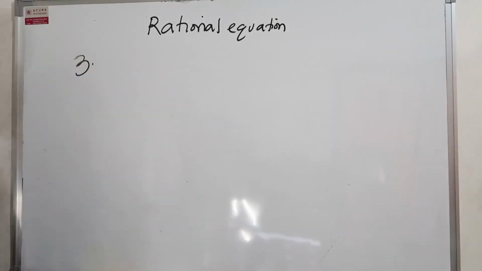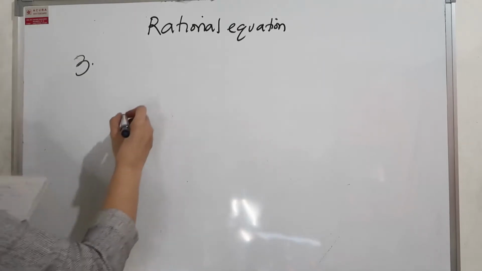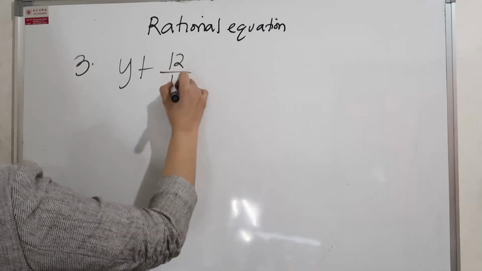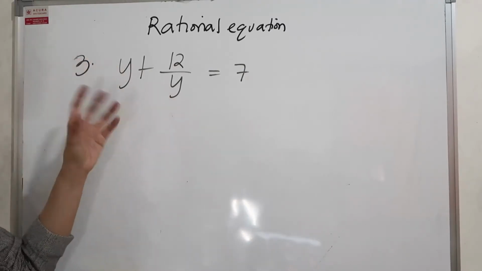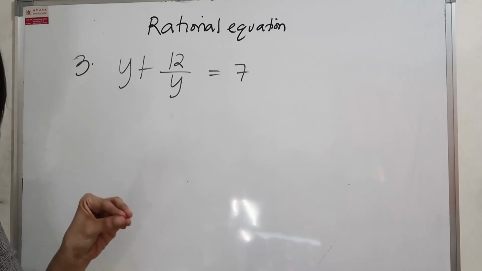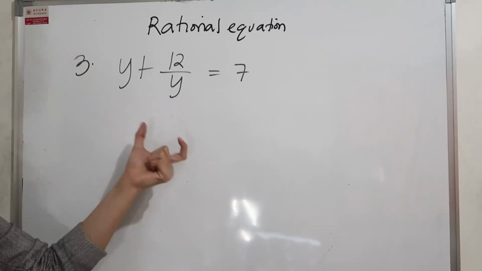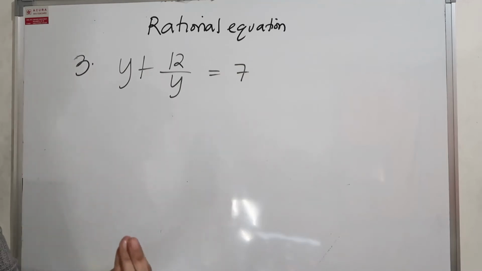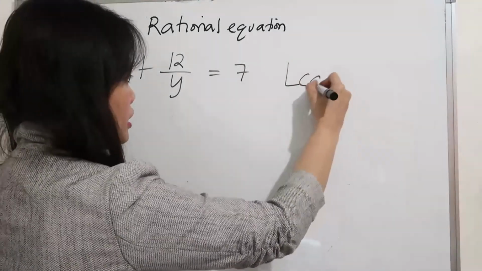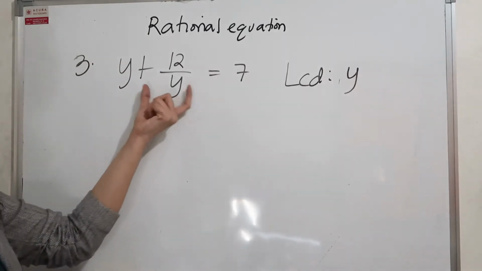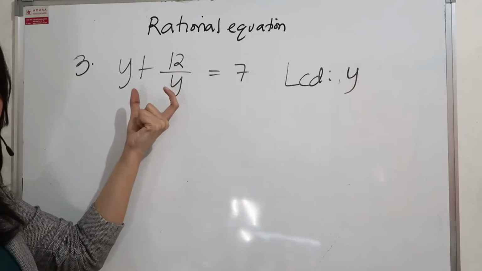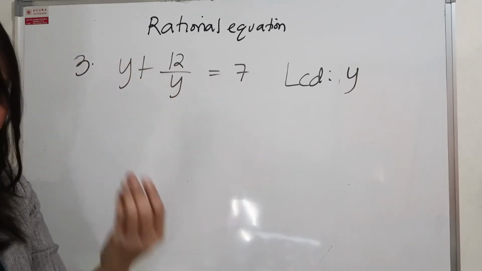Let's proceed to example number 3. The given is y plus 12 over y equals 7. Since the left side is not a single fraction, we cannot apply cross multiplication. So in this case, we can use the other way of solving it, which is getting the LCD. In this example, the LCD is y, because the only given denominator in this rational equation is y.